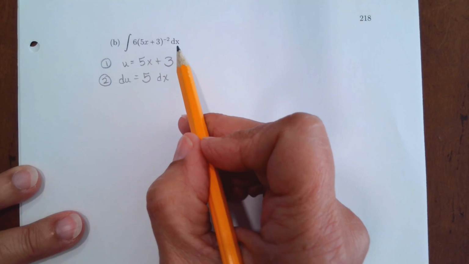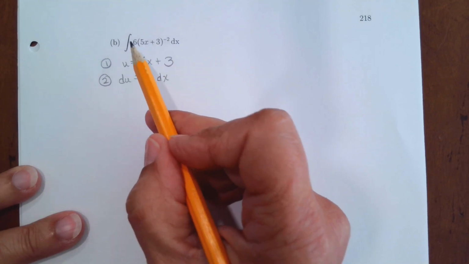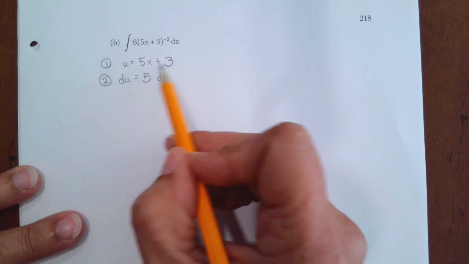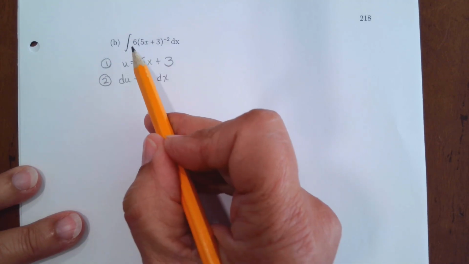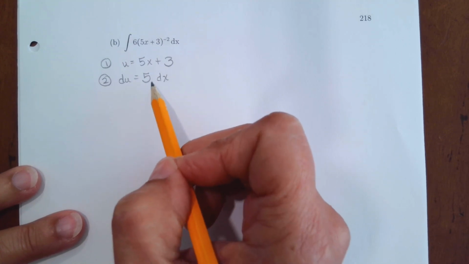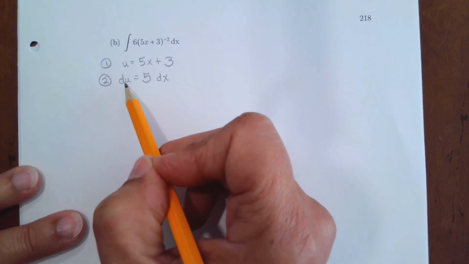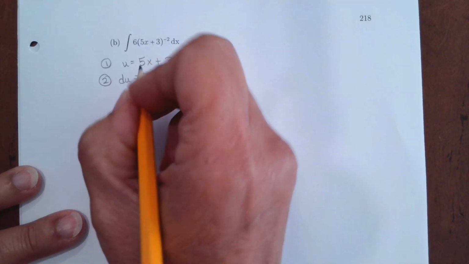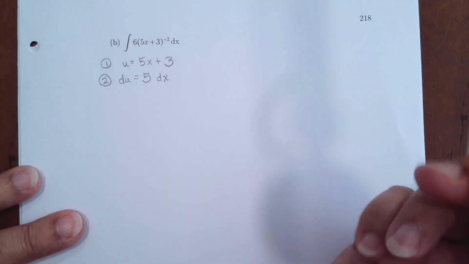I have the dx, but I have a 6. I don't have a 5. And I can't use that 5 because that 5 is part of the u, right? That parentheses. So this is the only thing I have. Because the constant is not this constant, we just want to move this over to the other side. We just want dx by itself. So we're going to divide both sides by 5.